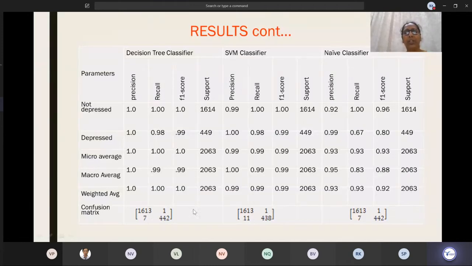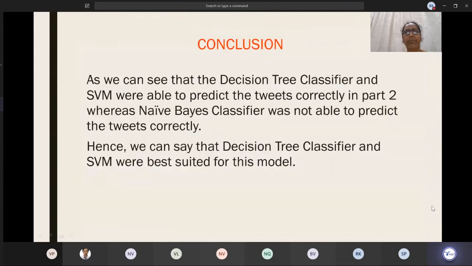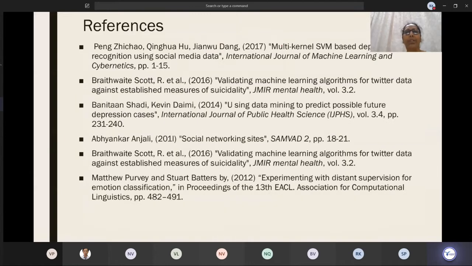This is the confusion matrix for the decision tree, this is for the SVM classifier, and this is for the Naive Bayes classifier. So we can conclude that the decision tree classifier and SVM were able to predict the tweets correctly in part 2, whereas the Naive Bayes classifier was not able to predict the tweets correctly. Hence, we can say that the decision tree classifier and SVM were best suited for this model.